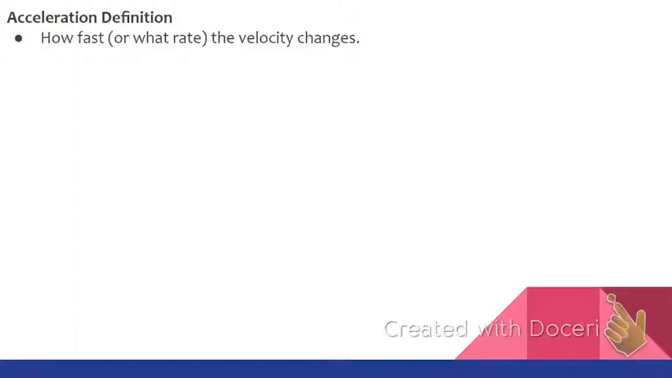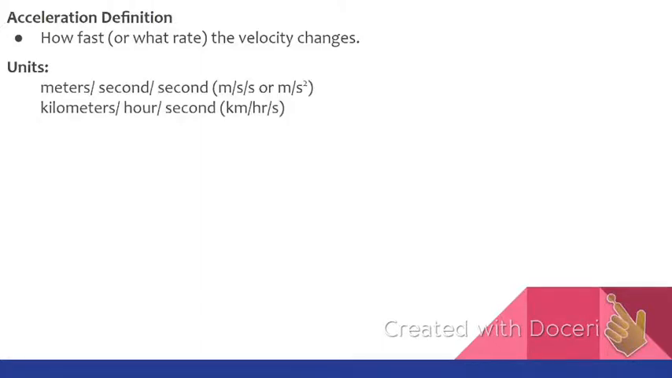Here are your notes on acceleration, and these are going to go on the acceleration tab in your motion foldable, and we'll also add in our last two graphs as well. So acceleration is how fast, or what rate, the velocity changes. Our units are meters per second squared, or kilometers per hour per second.